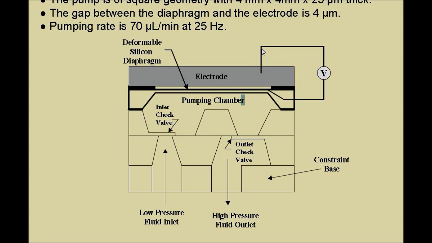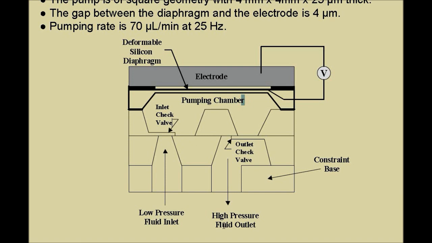And at 25 Hz, for the purpose of calculation, the pump will achieve about 70 microliter per minute. Okay, in 1 minute there will be 70 microliter of fluid coming in and going out. So this is one type of micro pump, where the sucking and releasing action is achieved due to the electrostatic actuation.